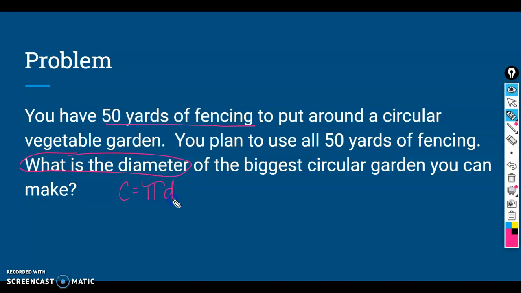Circumference is pi times diameter. We're given a circumference of 50 yards. That is our total fencing. We set that equal to 3.14 times our diameter. The opposite of multiplying by 3.14 would be to divide by 3.14. When we divide both sides of our equation by 3.14, we see the solution would give us a diameter of about 15.9 yards.